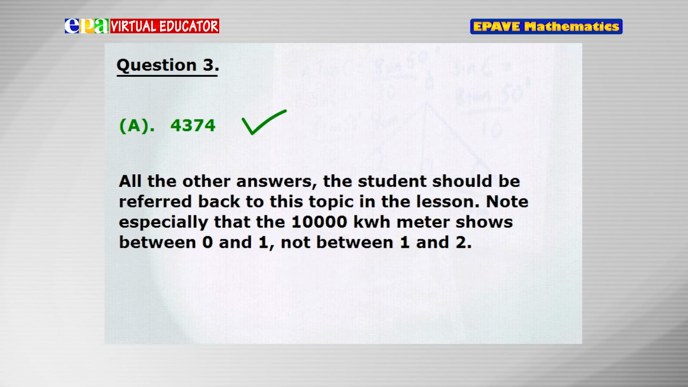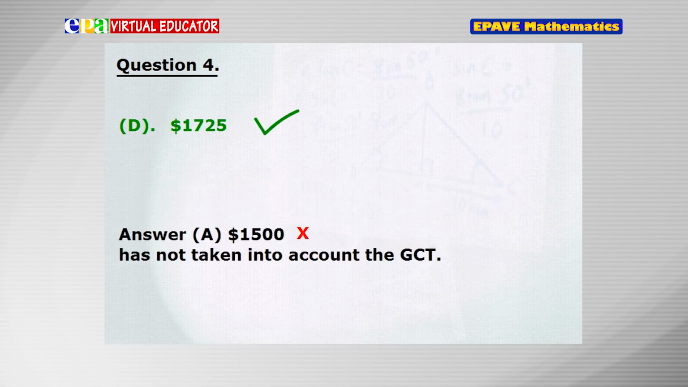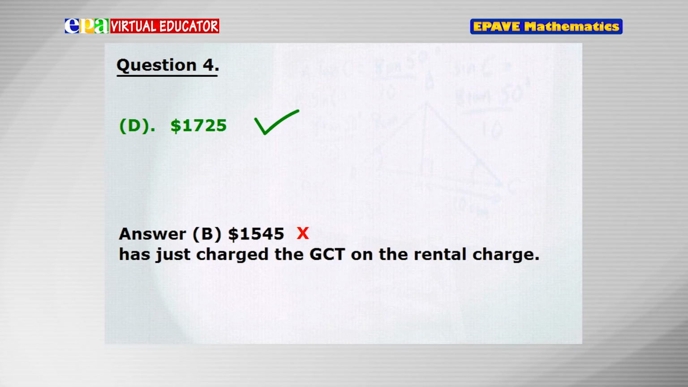The correct response to question 3 is A. If you gave any other answer, you should refer to this topic in the lesson. Note especially that the 10,000 kilowatt hours meter shows between 0 and 1, not between 1 and 2. The correct response to question 4 is D. Answer A has not taken into account the GCT. Answer B has just charged the GCT on the rental charge. Answer C has just charged the GCT on the $1,200 for the calls.